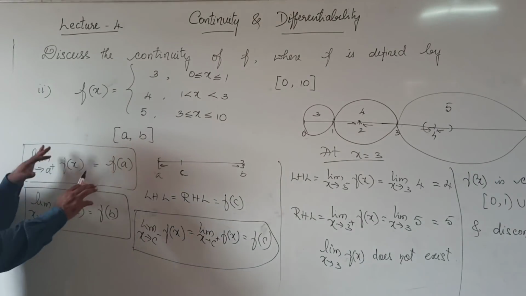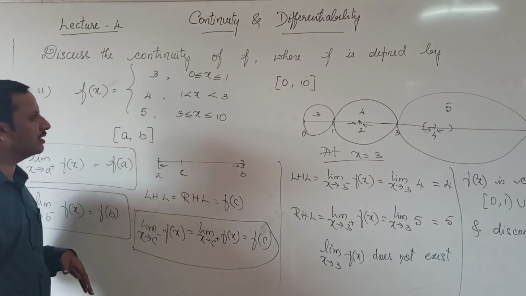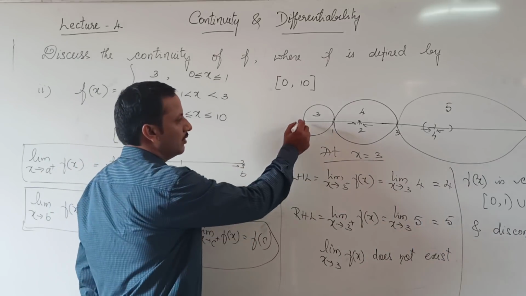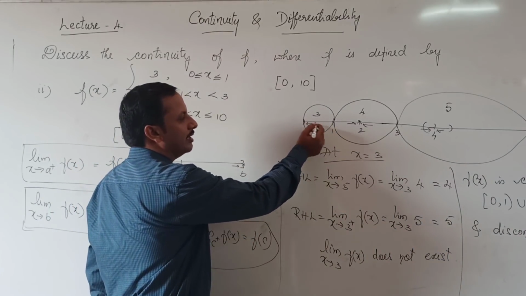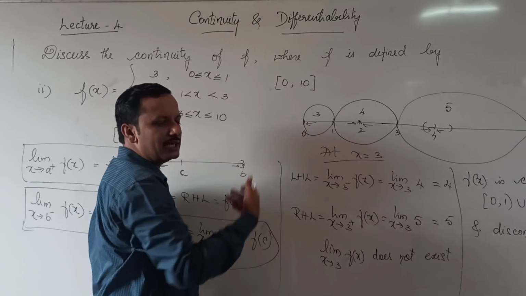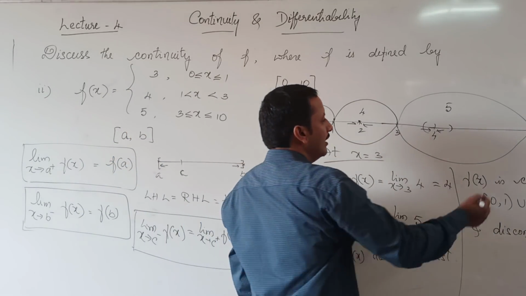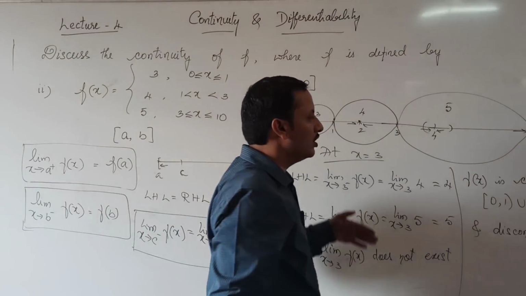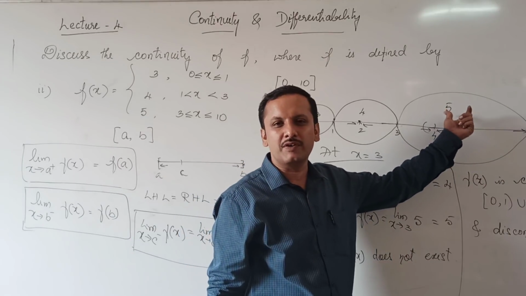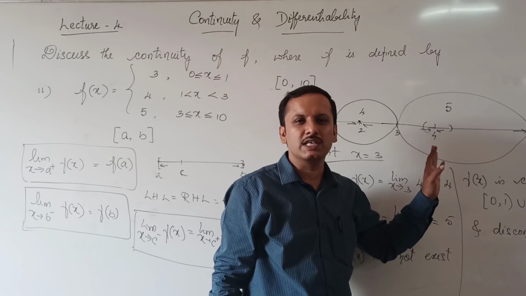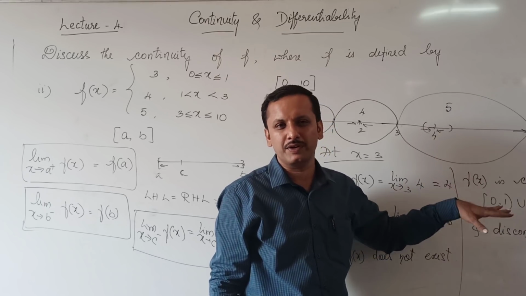Okay. So by looking at this, we can see that at 0, what happens? We can only find out right hand limit. Right hand limit is 3. Functional value is also 3. F of 0 is equal to 3. So it is continuous. Then at 10, we can only find left hand limit. To the left side of 10, the function is defined as 5. At 10 also, it is defined as 5. So the function is continuous at x equal to 10.